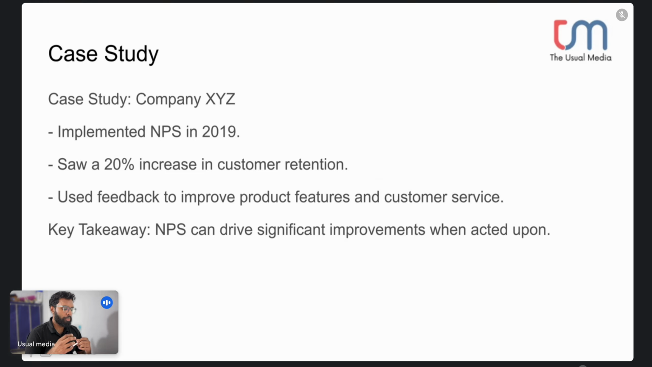The company used the feedback to improve their product features and customer service. So the key takeaway is NPS can drive significant improvements when the action is implemented, right? When you learn from your NPS scores and your feedback, and you implement those things, when you improve those things, when you take action, then only it is useful, right?